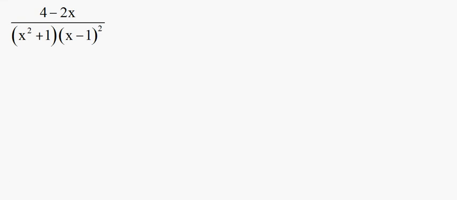Okay, so here in this problem we have a quadratic term and a linear repeated term. So therefore the numerator of the quadratic term has to be linear. And since we have a repeated linear term, we have to write it twice.